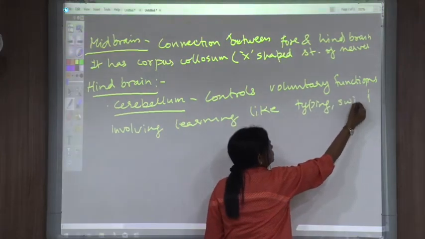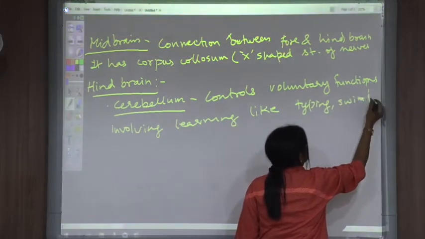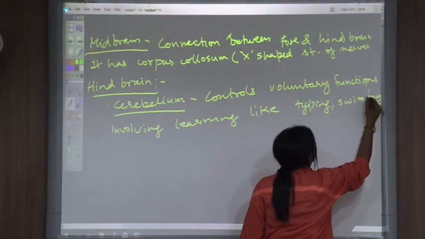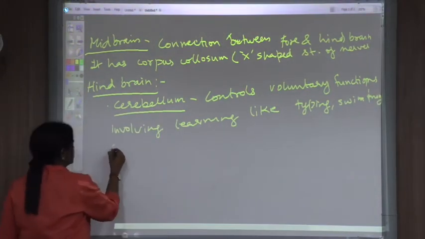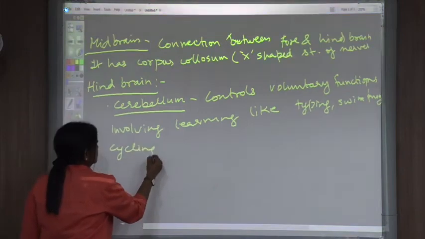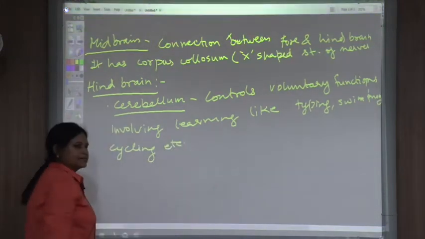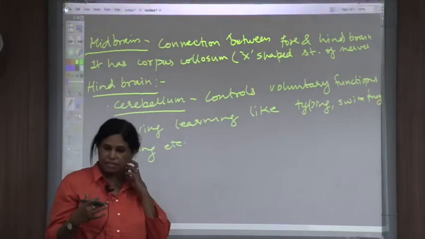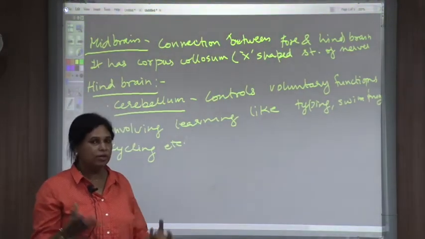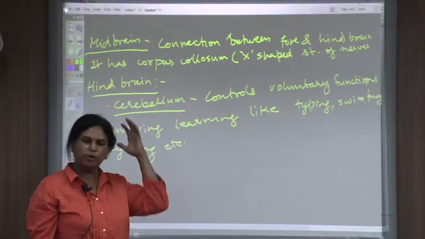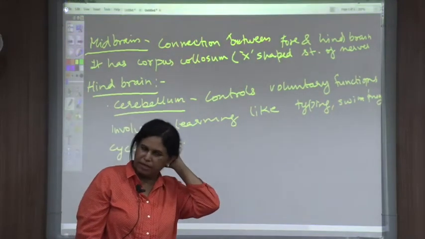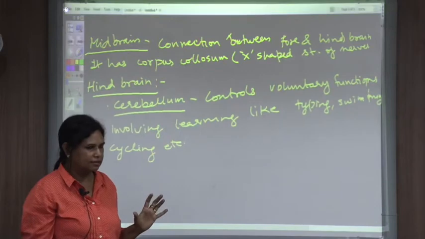Which involve learning, for example like typing, swimming, cycling. Activities that your voluntary muscles perform, but that will be requiring learning. Suppose you have to type or swim, so you have to learn it, and then this stays in your memory at the back side of your brain. That is what we say is the cerebellum or the little brain.